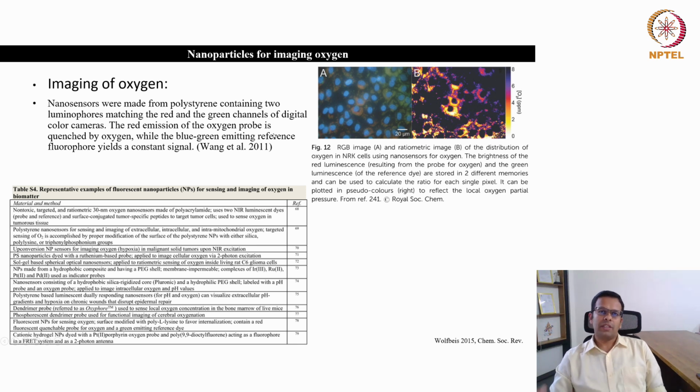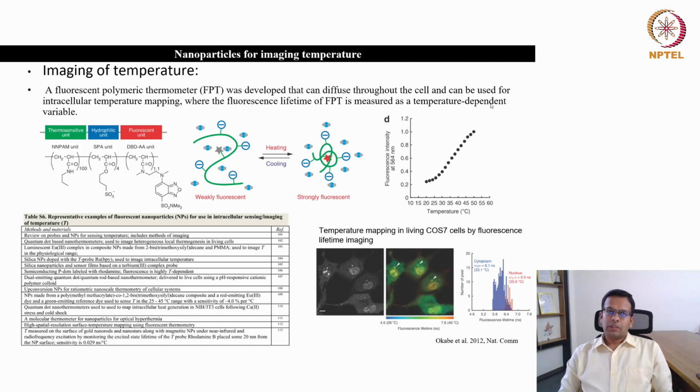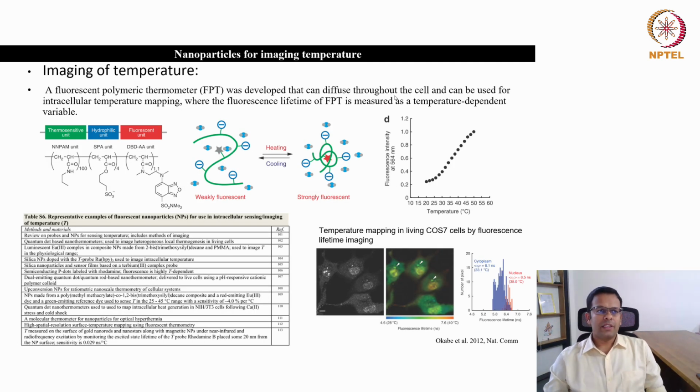So this is how the nanoparticles can be used for quantifying the oxygen level in the tissue sample. Similarly, the nanoparticles can be used for imaging temperature. Here you can see a fluorescent polymeric thermometer was developed, and this thermometer is actually a nanoparticle, and it can diffuse throughout the cell, and it can be used for intracellular temperature mapping, where the fluorescent lifetime of this fluorescent polymeric thermometer is measured as a temperature dependent variable.